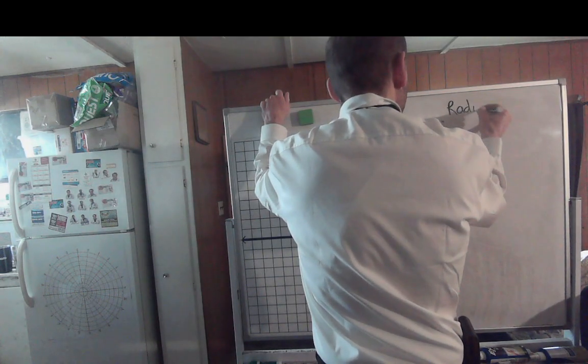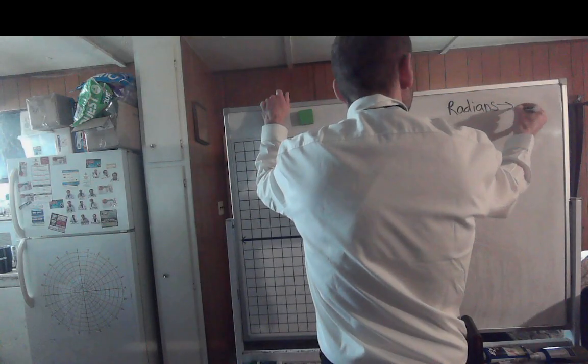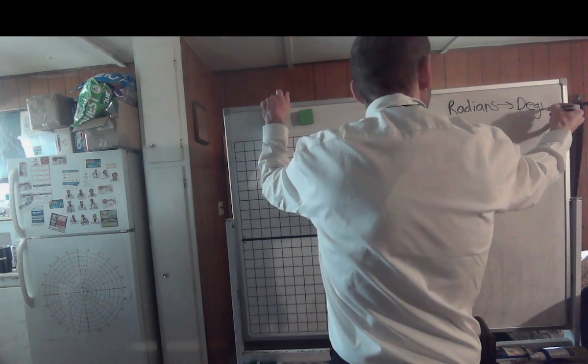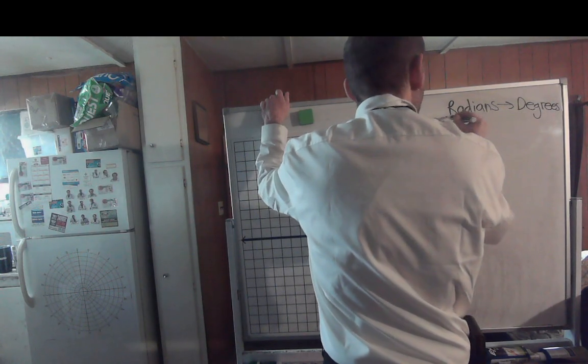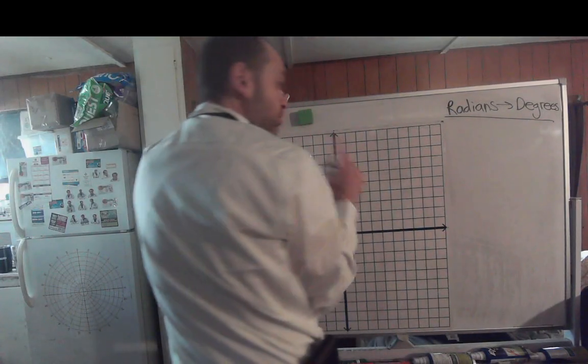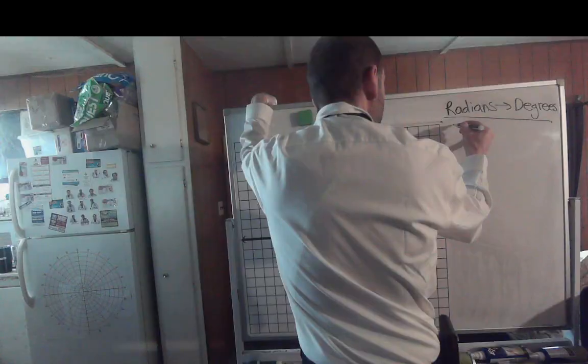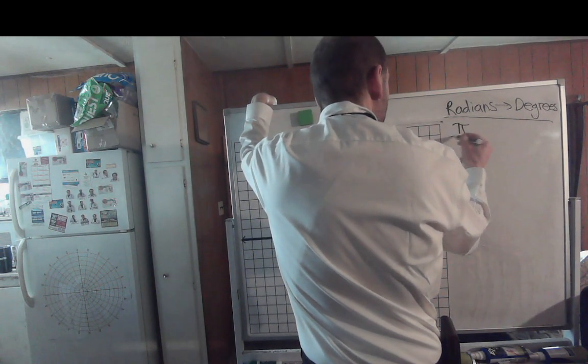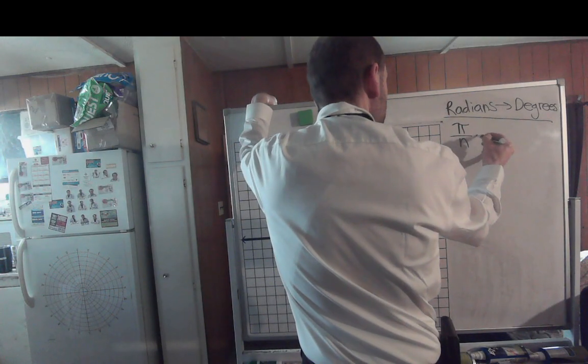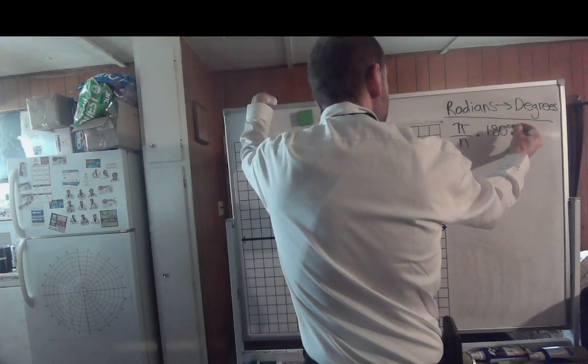All right, and then of course we can convert backwards. Let's go backwards from this. If you want to convert from radians to degrees, we can definitely do that. So let's convert from radians to degrees. In general, you take your pi over n radians times 180 degrees over pi, and then you'll have your degrees.